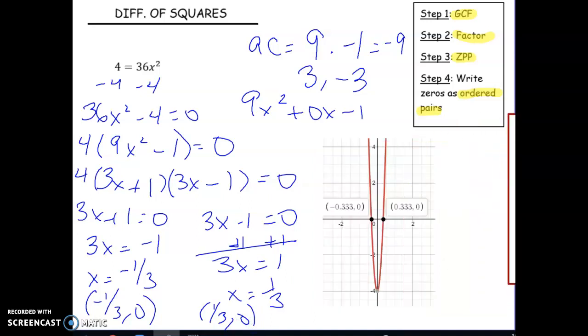All right, and here's the graph. Had to zoom in a little bit, but there you can see -.3 repeating, that's -1/3, and +.3 repeating, that's +1/3. And if you think about what we did with the graphing before, when A was bigger than 1, that was a vertical stretch and it made it skinny. So y'all can see how skinny this one is. In order to get that 36 as A, this one turned out to be really, really skinny. So there's my zeros, my roots, my solutions, my x-intercepts, -1/3, 0, and 1/3, 0.